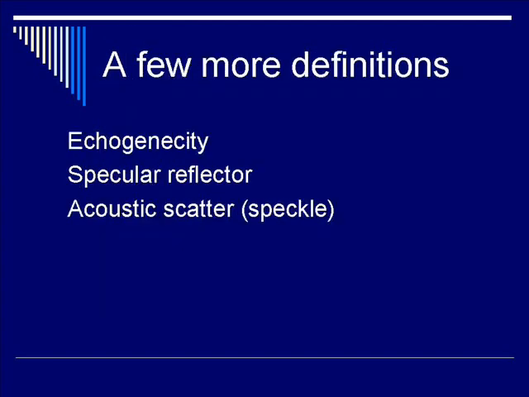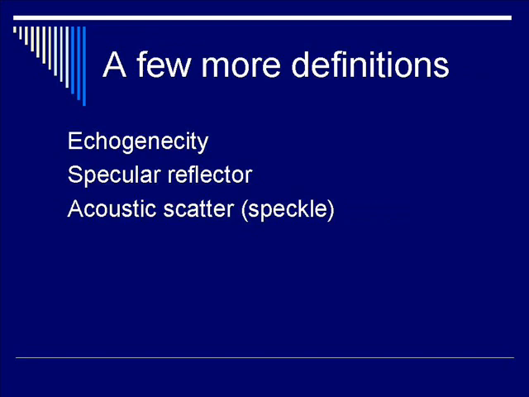Before we delve into the subject of ultrasound artifacts, there are a few more definitions that we need to tuck in. First one is echogenicity. And then next we're going to talk briefly about specular reflectors. And finally, we're going to talk about acoustic scattering, otherwise known as speckle. But first, let's talk about echogenicity.